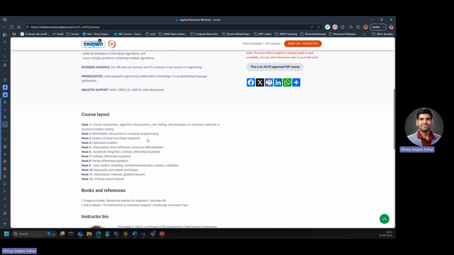Now the real stuff started from week 3, where we discussed linear equations, basically linear algebra, then the eigenvalue problem. Then we went into interpolation, finite difference, and numerical differentiation. Week 7 was on numerical integration and ODEs. Week 7 continued into ODEs, and in week 8 PDEs were discussed. And then I think week 9 is just over, where you have done case studies in modeling, non-dimensionalization, and validation.